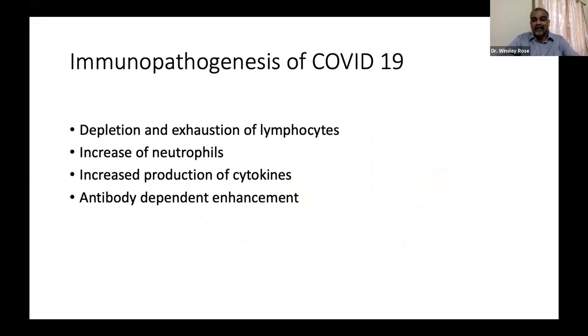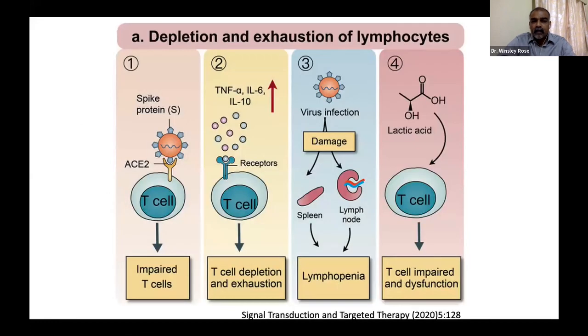Now, there are 4 important things which happen. First is the depletion and the exhaustion of lymphocytes. Next is the increase in the number of neutrophils. Next, there is an increased production of cytokines. And finally, it is possible there is some amount of antibody-dependent enhancement, which could lead to the pathogenesis of COVID-19. Now, when I say depletion and exhaustion of lymphocytes, the lymphopenia is actually a marker of severity in COVID-19. So if you have a very low lymphocyte count, that actually correlates well with disease severity.